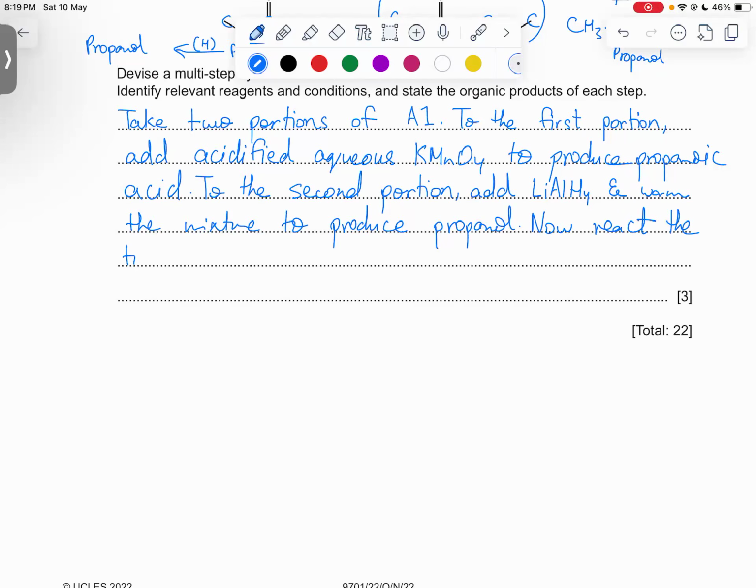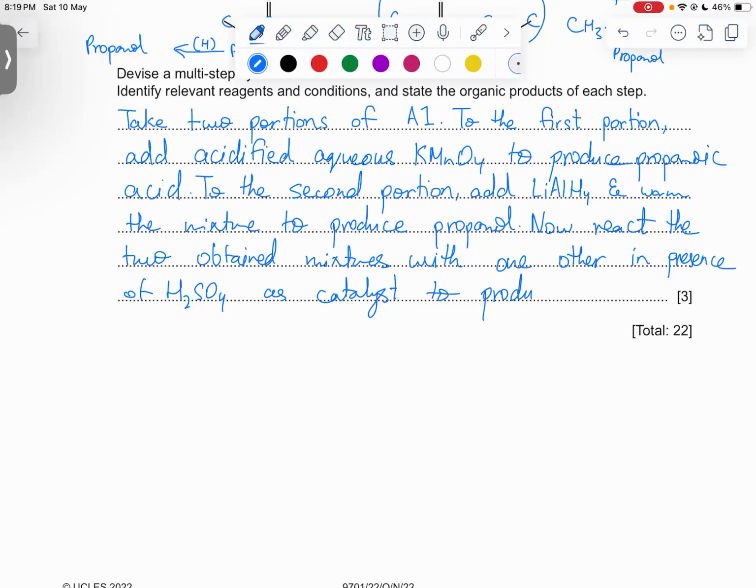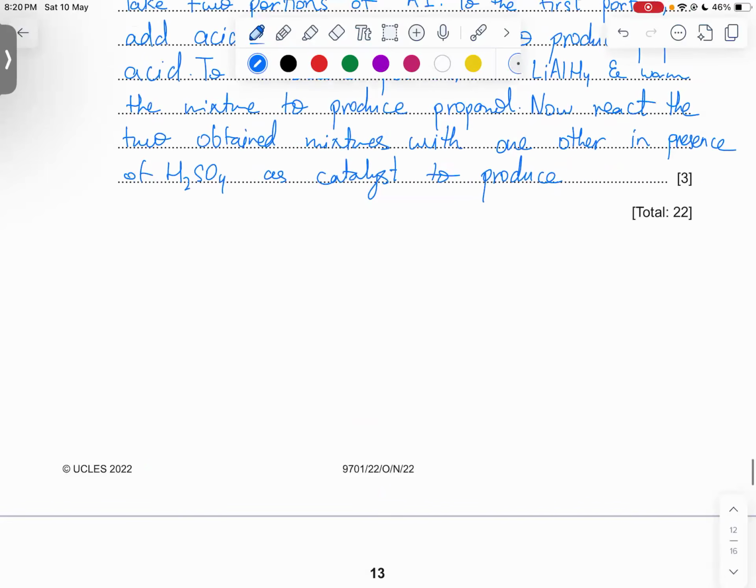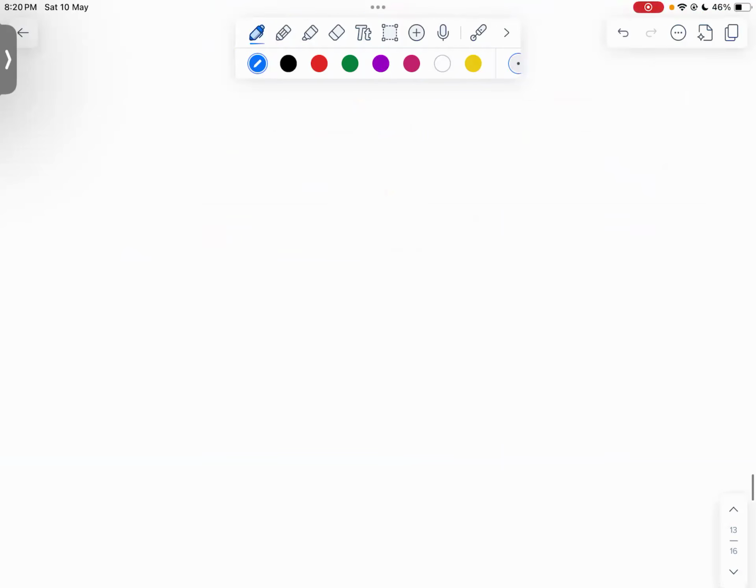Now react the two obtained mixtures with one another in presence of H2SO4 as catalyst to produce C2. All right, so you want to produce C2 this way. I hope that makes sense.